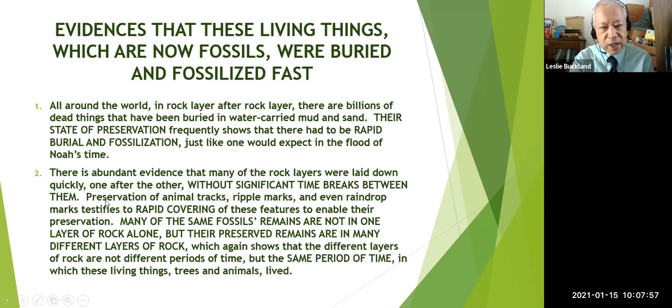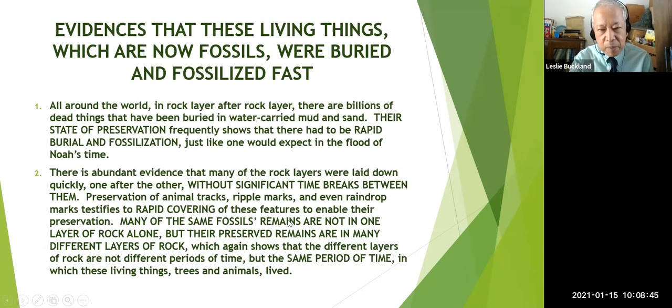What has been found in these rocks are preservation of animal tracks. Even the footprints of animals have been found in the rocks. Even that has not been erased. Ripple marks, such as the evidence of water flowing, have been preserved in the rocks. Even raindrop marks are found in the rocks. And this testifies to rapid covering of these features to enable their preservation.